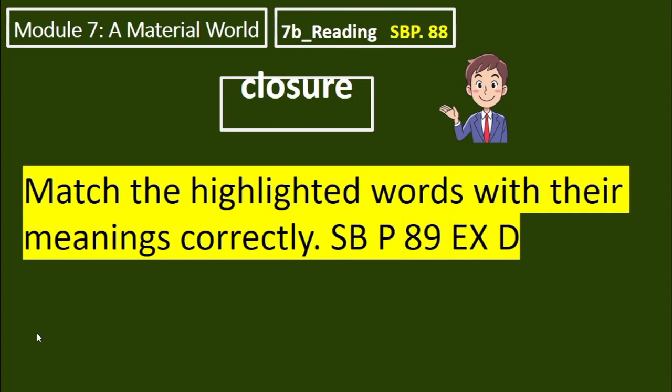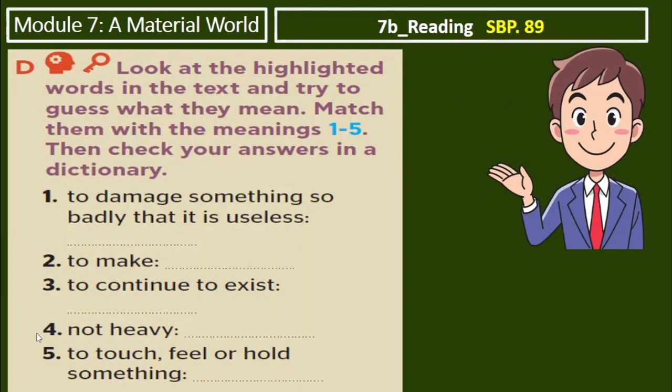Right? Now, my students, I want you to match the highlighted words with their meaning correctly in the Students' Book, page 89, exercise D. Exercise D, right? Now, look at the highlighted words in the text and try to guess what they mean. Match them with the meanings from 1 to 5. Then check your answers in the dictionary.